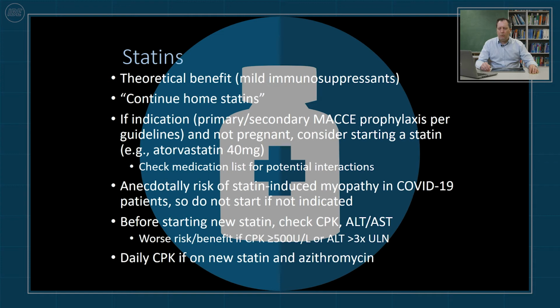And before newly starting a statin, check their CPK, ALT, and AST. There's thought to be a worse risk-benefit ratio if the CPK is over 500 or if the ALT is over 3 times the upper limit of normal. For patients who are on azithromycin and a new statin, do check their CPK daily.